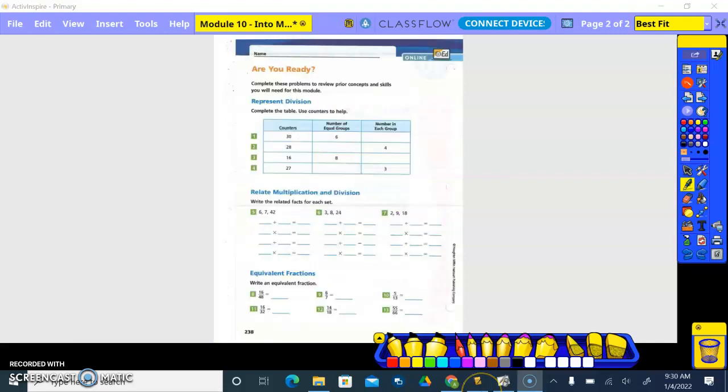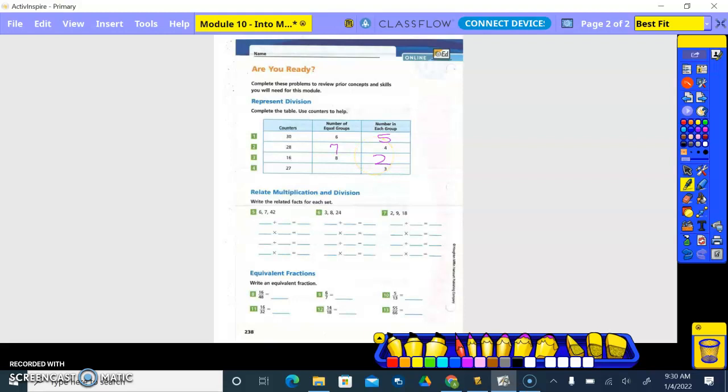Okay. Are you ready? Complete these problems to review prior concepts and skills you will need for this module. Represent division. Complete the table. Use counters to help. So if you had 30 counters and you had 6 equal groups, how many would be in each group? 5. Okay. 28 counters. We have 4 groups. How many in each group? How many groups do we have?